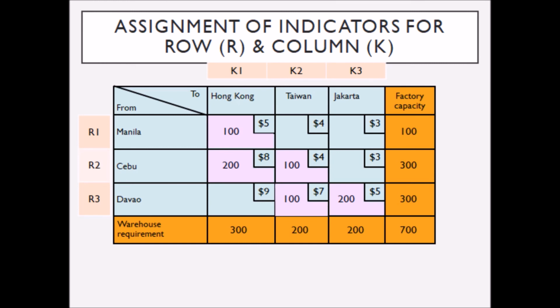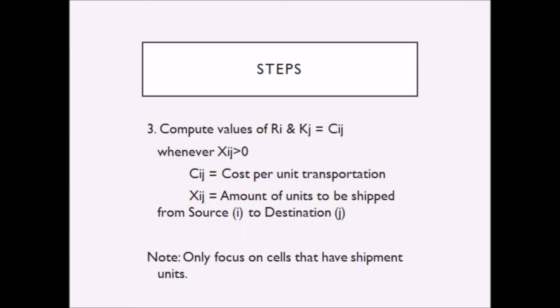The next step is to compute the values of R sub i and K sub j, which have a sum of C sub ij whenever X sub ij is greater than 0. What does this mean? Specifically, the C sub ij and the X sub ij. C sub ij is the cost per unit transportation, or the shipping cost per unit, while X sub ij is the amount of units to be shipped from source i to destination j. Take note, only focus on the cells that have shipment units.